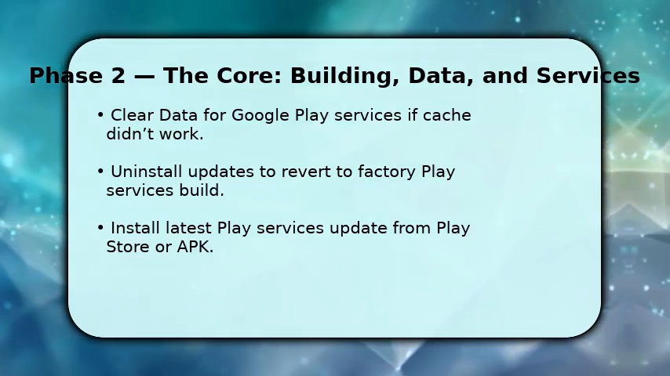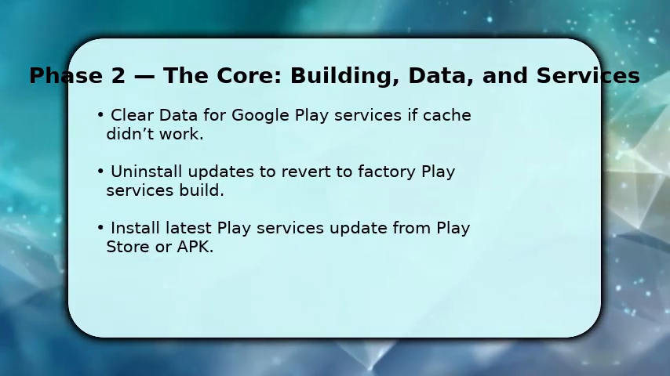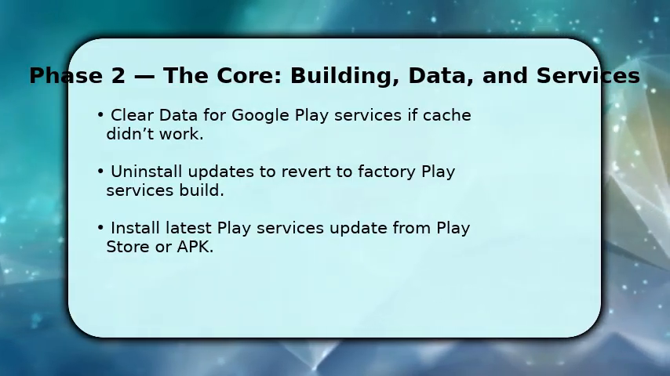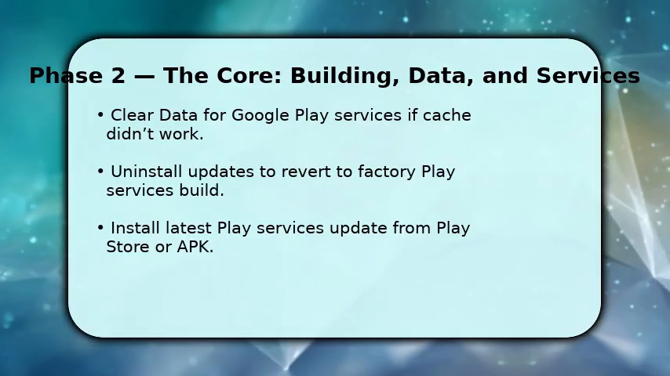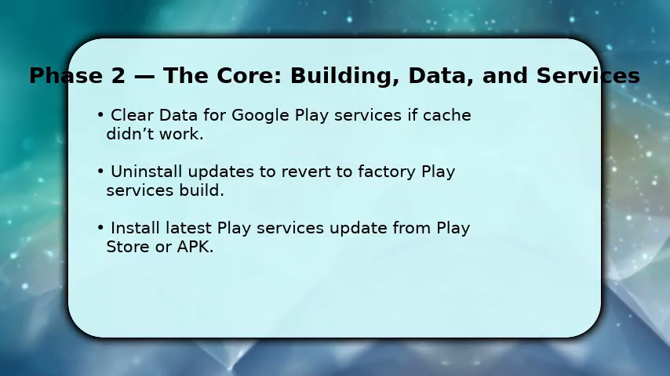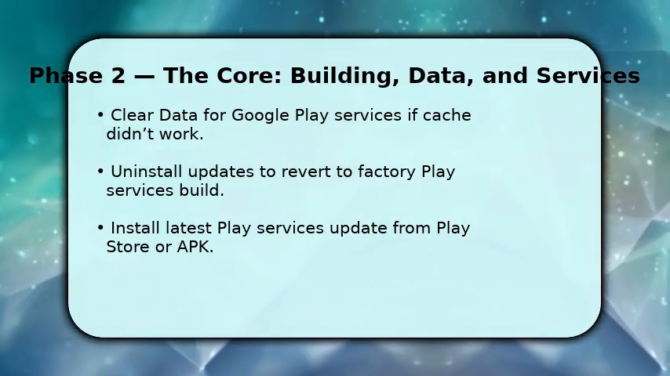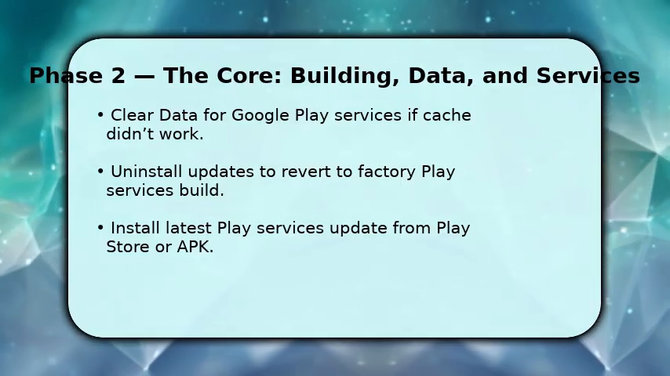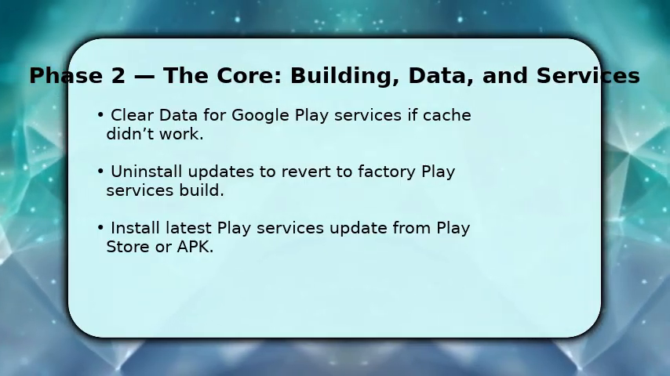This removes temporary corruption. If that still fails, uninstall updates to revert to the factory build, then restart the phone. Sometimes a bad update causes the crash. After reboot, install the latest stable Play Services update from the Play Store or a trusted APK mirror. Updating fixes known bugs and restores compatibility with Google Apps.